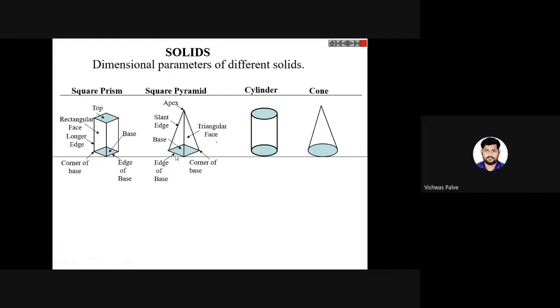In case of a prism, we get the rectangular face, but in this case, it will have a triangular face. So these are a few parameters of a square pyramid.